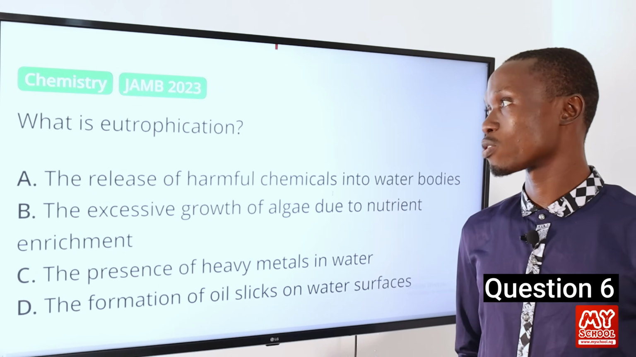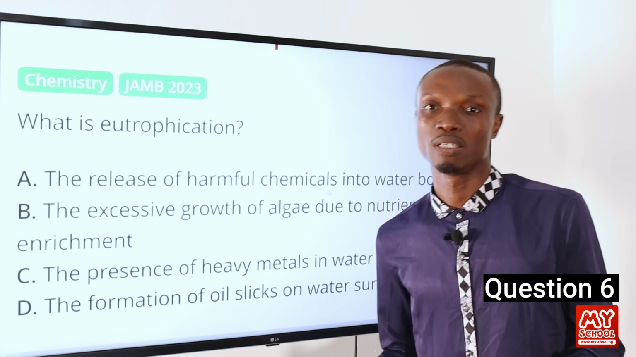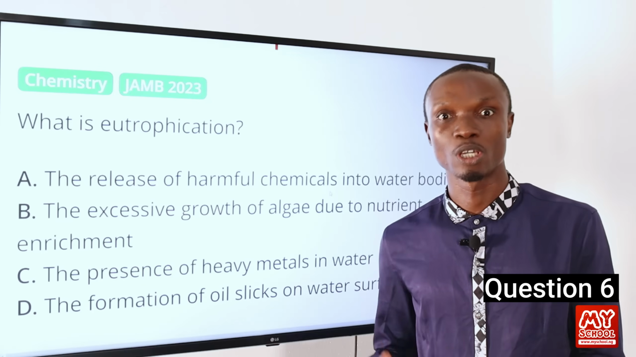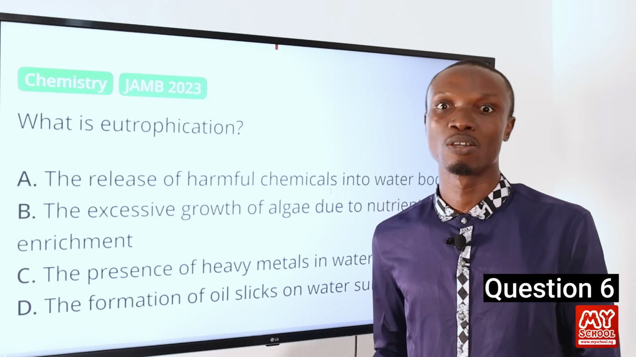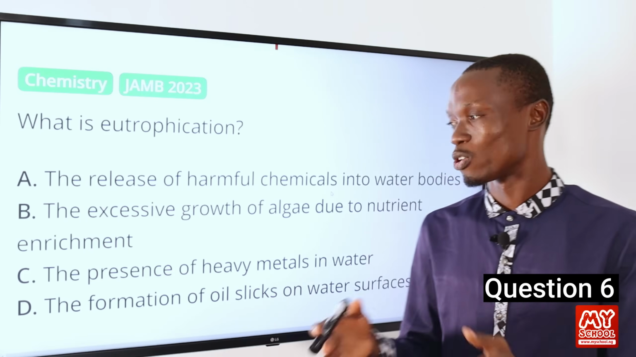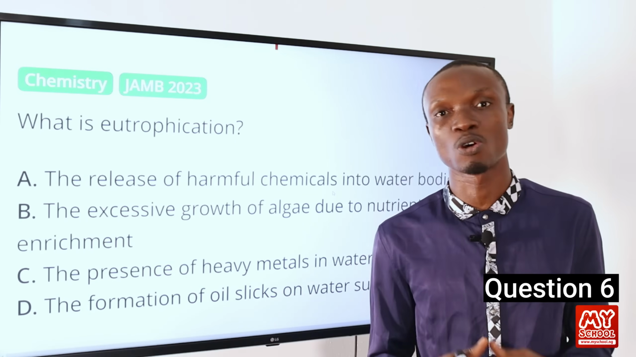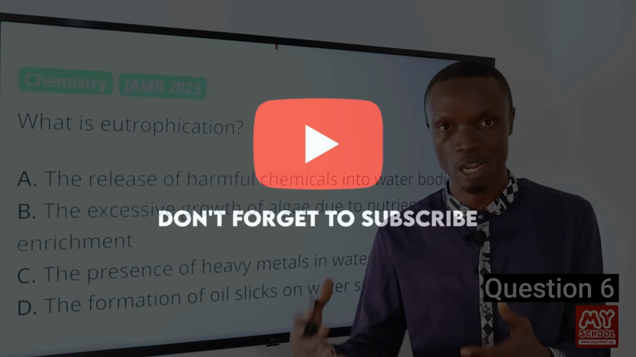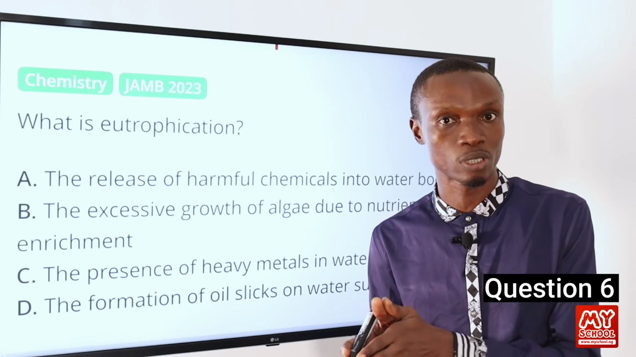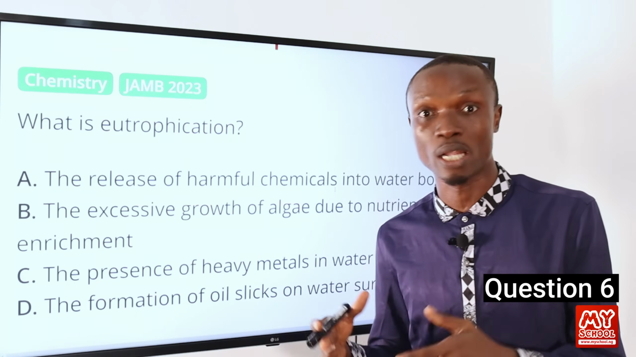Question 6. What is eutrophication? So eutrophication simply means the excessive growth of algae and aquatic plants in a water body, due to the availability of nutrients such as phosphorus and nitrogen. These phosphorus and nitrogen are produced as a result of industrial discharge into water bodies, and waste sewage is also discharged into water bodies. These nutrients are made available for the growth of algae and aquatic plants.